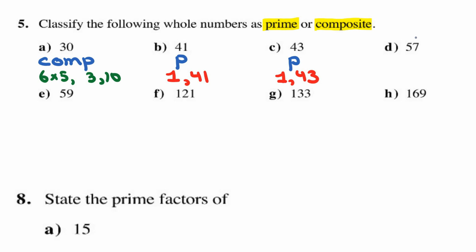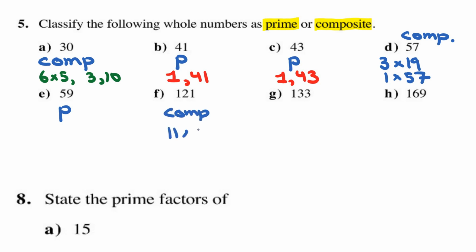Letter D is going to be a composite number here. One combination that works is 3 times 19. And there's also 1 times 57, right? So we found 2 different pairs, so that's a composite number there. 59 is a prime number. 11 is a composite number here. So we have 11 times 11 and the classic 1 times 121.